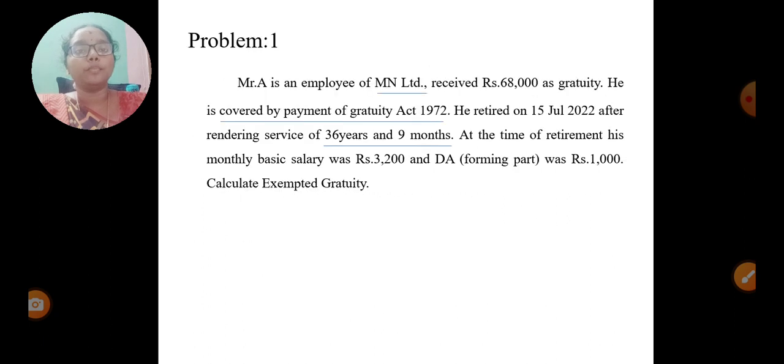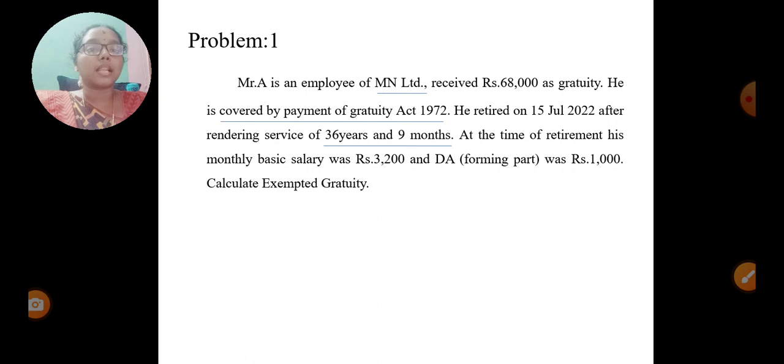Let me show you the problem. Mr. A, an employee of MN Limited, received rupees 68,000 as gratuity. He is covered by the Payment of Gratuity Act 1972, which means the second category. He retired on 15th July 2022 after rendering service of 36 years and 9 months. Since he is covered by the Act and the fraction is more than 6 months, it can be considered as a whole year. Therefore, the number of years of service is 37 years.